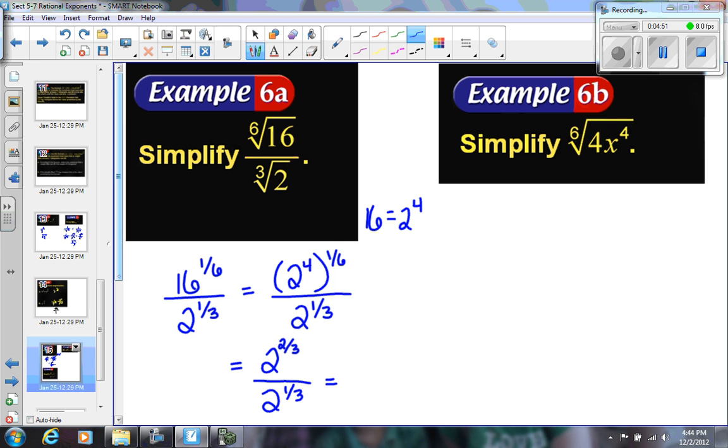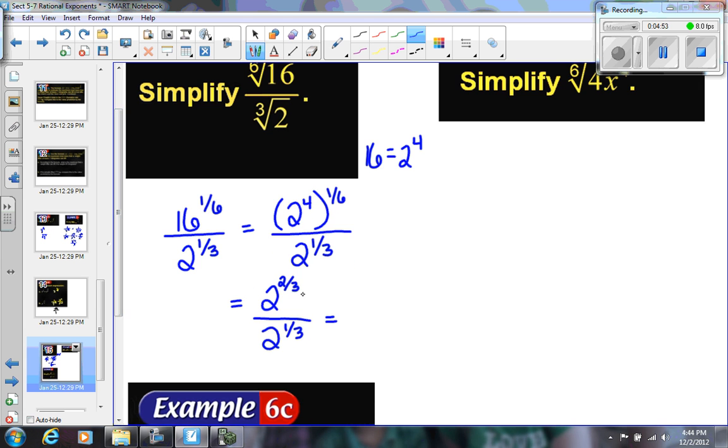And now the bases are the same, so I subtract the exponents, and I get 2 to the 1/3 power, because 2/3 minus 1/3 is 1/3. Since my problem started out as a radical problem, I'm going to rewrite my answer in radical form. This is the cube root of 2, and that's actually the answer that I would give for this problem.